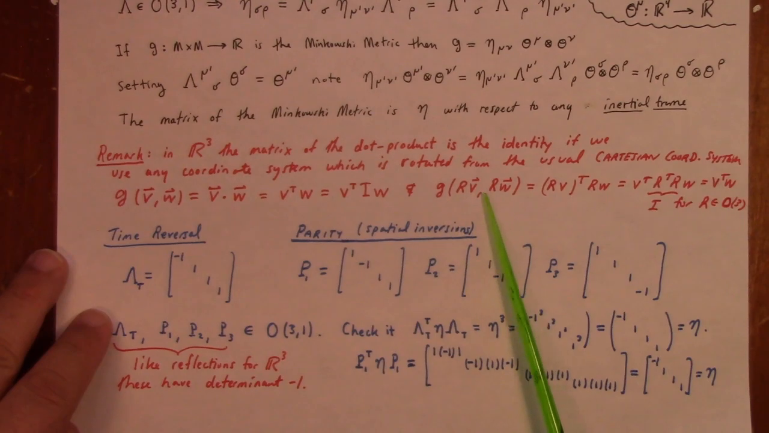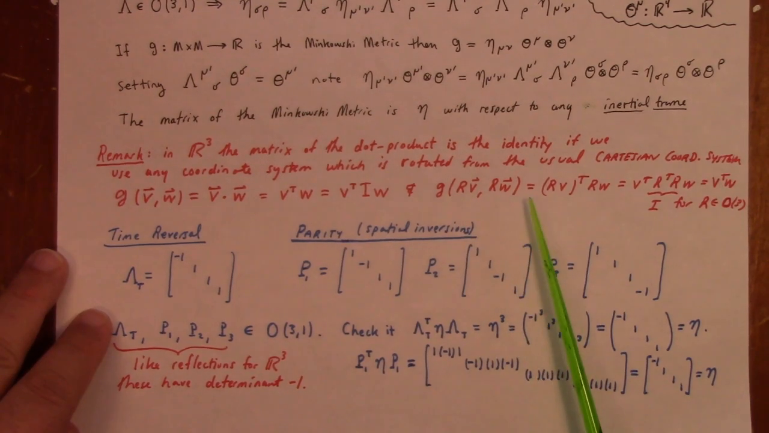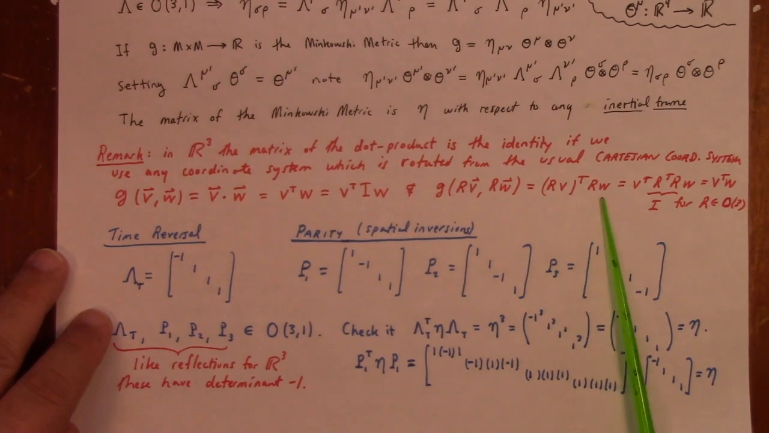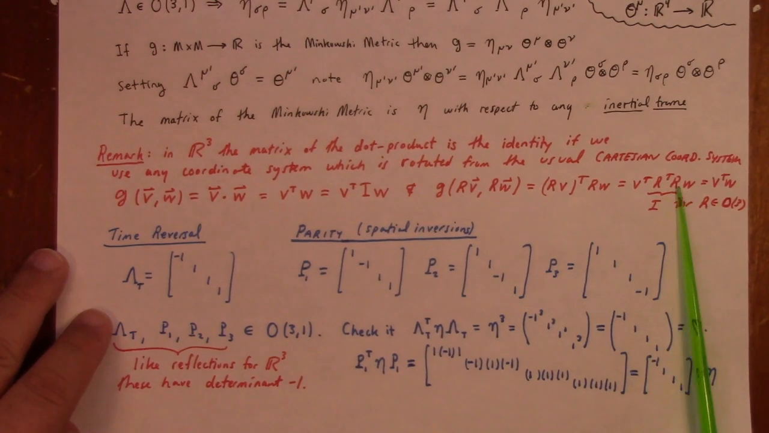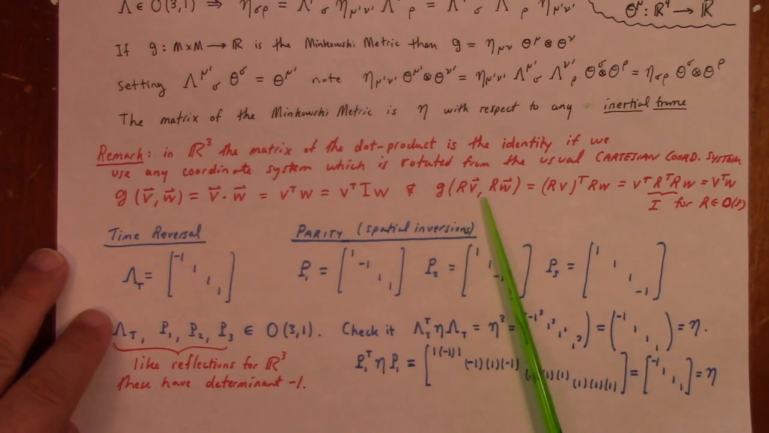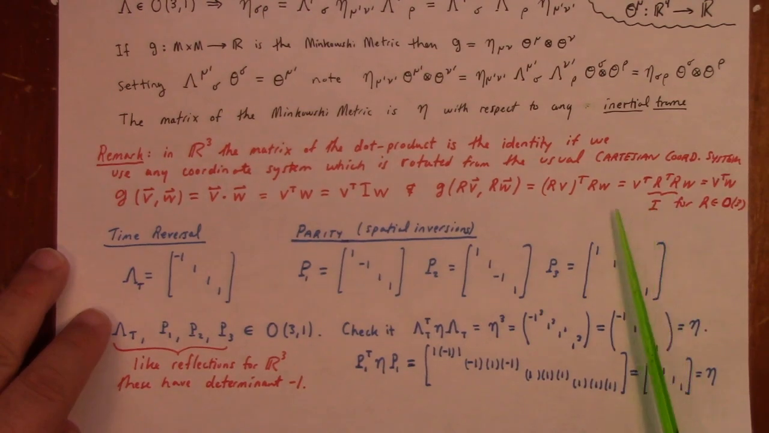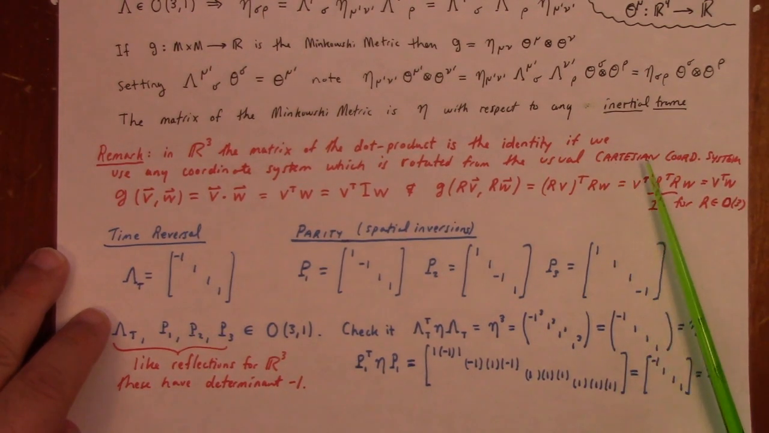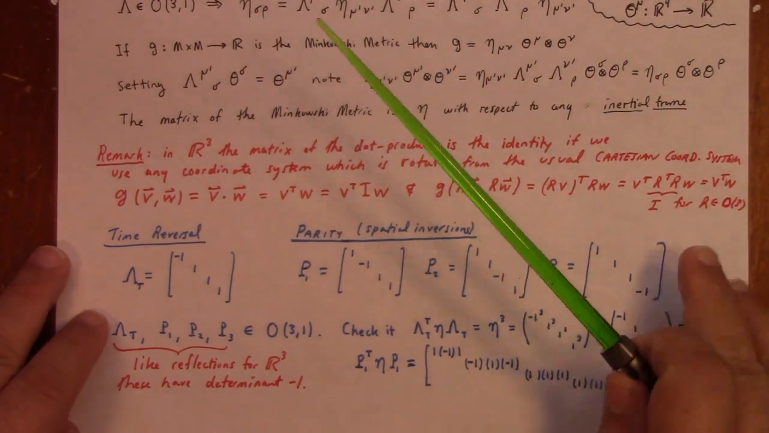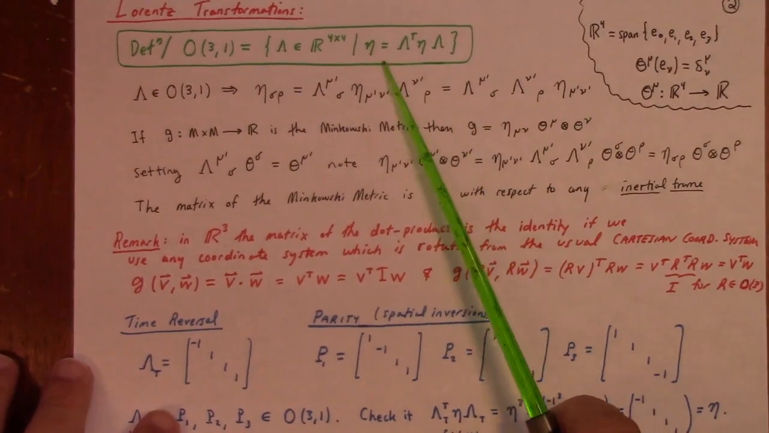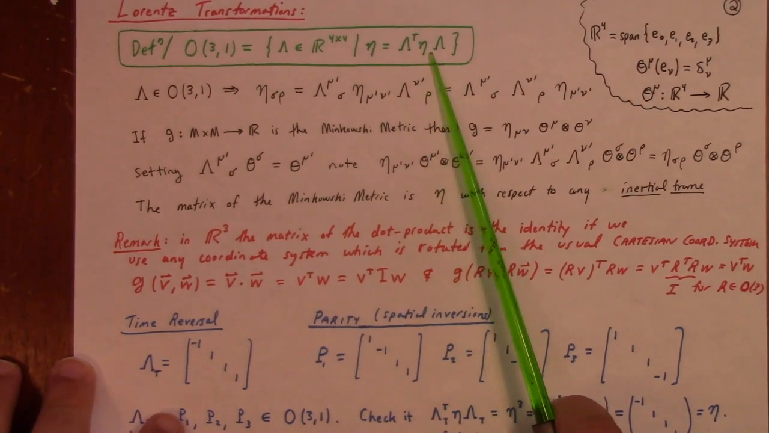And here, if we rotated the vectors by a rotation matrix R, then by the usual linear algebra, socks and shoes, we see that the rotation matrix transpose times the rotation matrix has to be the identity. That's the necessary condition in order for the dot product to be invariant under this rotation. And for that reason, we define the rotation matrix to satisfy R transpose R equals I. So essentially, for the same reason, we define the Lorentz transformation to be the transformations such that eta is equal to lambda transpose eta lambda.